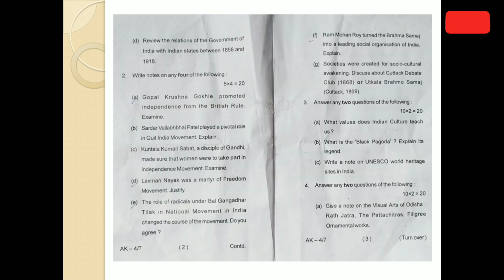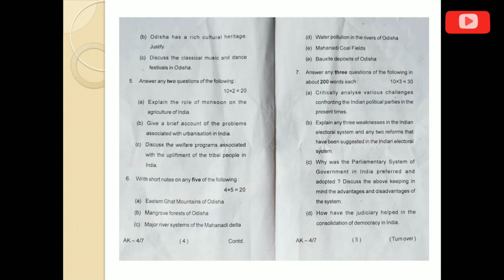You can see the questions here. These questions are very easy. Explain the role of monsoon and agriculture in India. This question is very easy. Brief account of problems associated with urbanization. You can see this question is easy. Then again the welfare questions. These are economic and social questions.